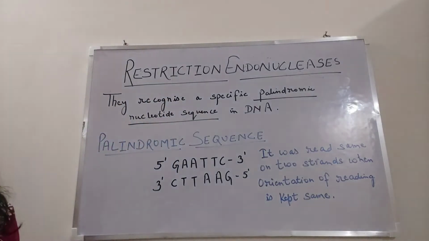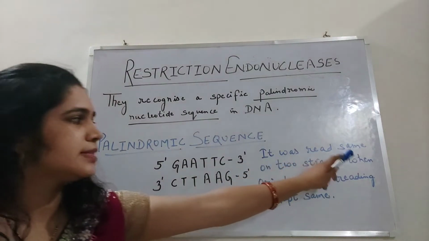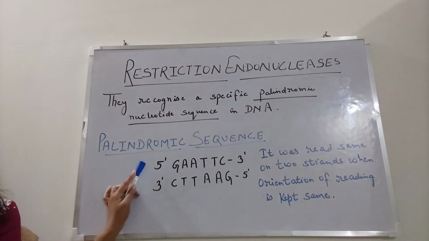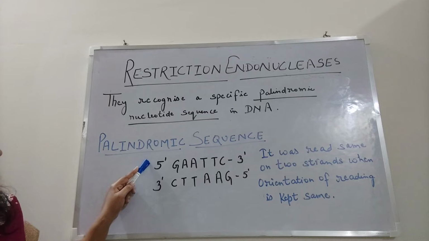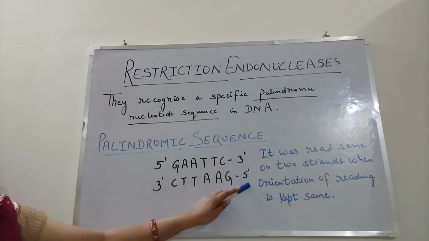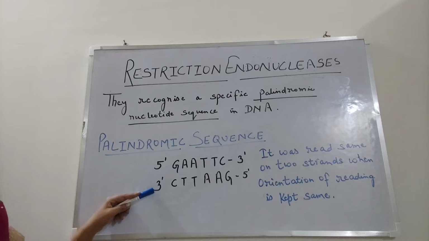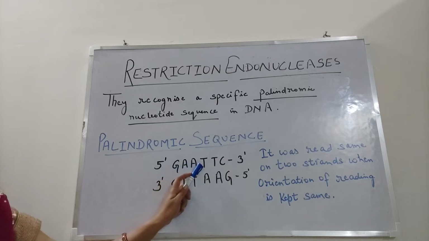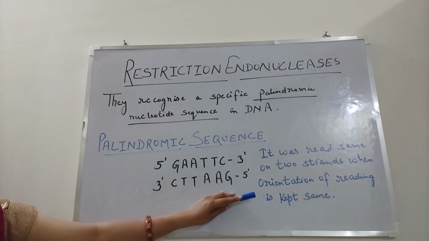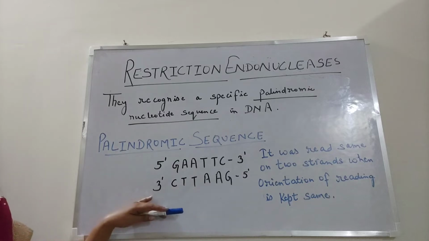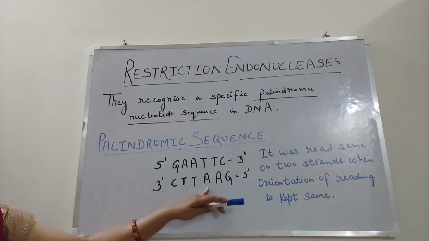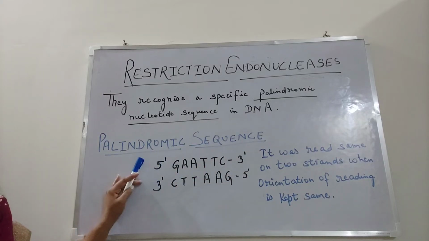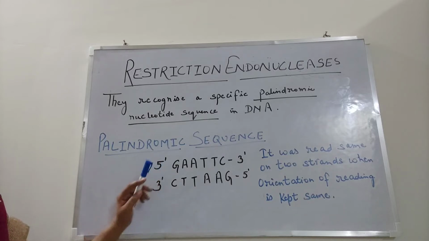You can define palindromic sequence as a sequence that is read the same on the two strands when the orientation of reading is kept the same. Here you can see in this figure, one strand is this in 5' to 3' direction, the other one is again in 5' to 3' direction. When you read the sequence in 5' to 3' direction, it is GAATTC, and on the other strand again in 5' to 3' direction, the sequence is read as GAATTC. So here you can see that on both the strands, when the orientation of reading is kept the same, the sequence is read the same.